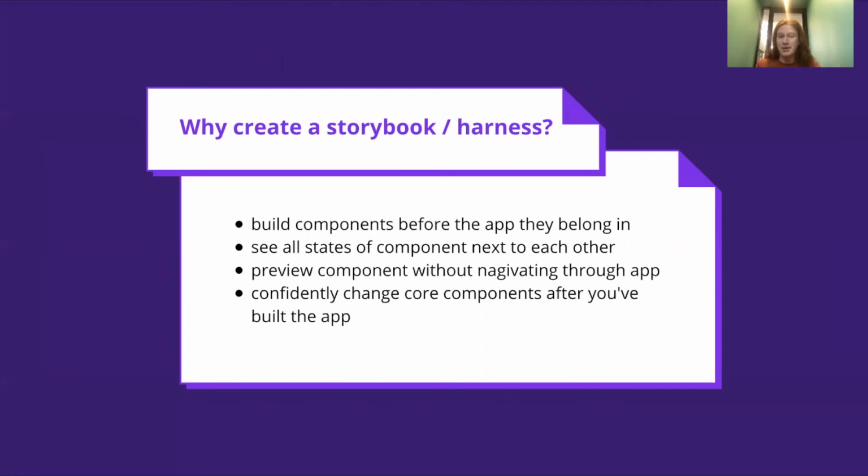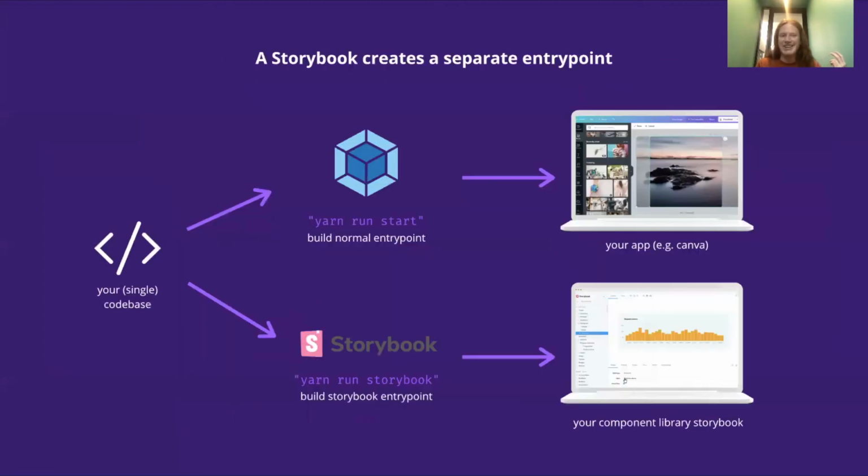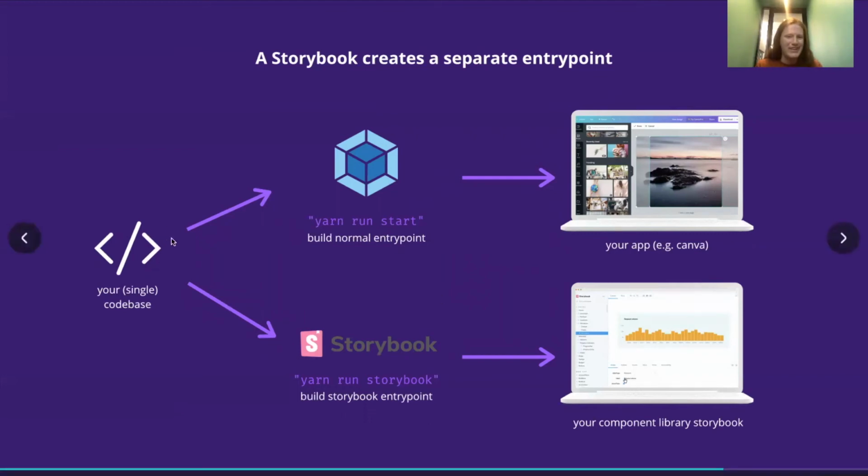We can see all the states of components next to each other, and we can reload and preview them without having to navigate to the rest of the app. So the way Storybook works is that it is a separate entry point to your application. The Storybook or the harness page, Storybook is a common name, harness pages are another name. So you have your code, single code base, all your files, all the components defined in there.